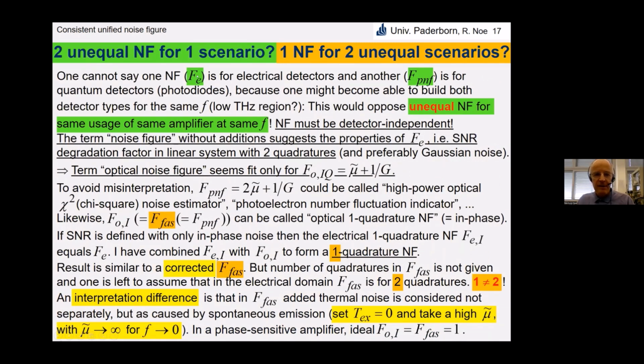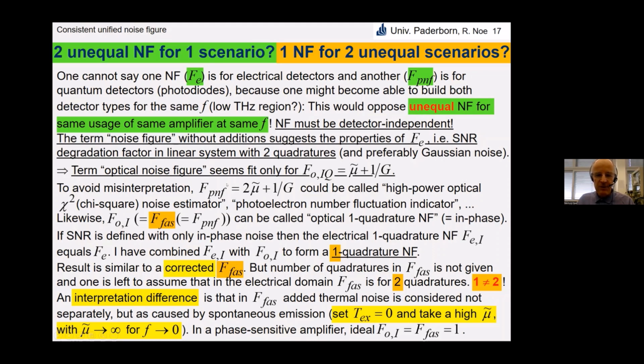Of course, you cannot say we have the electrical noise figure and you have this optical noise figure and they are never joined, because in the low terahertz region, you would find unequal noise figures for the same usage of the same amplifier at the same frequency. Also, the noise figure must be detector independent. Therefore, the optical noise figure works only for this noise figure, the optical in-phase and quadrature noise figure.